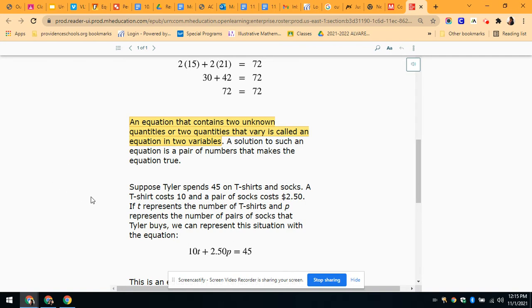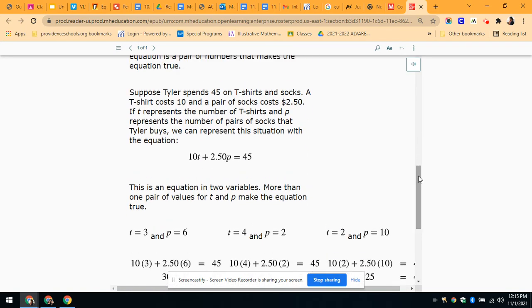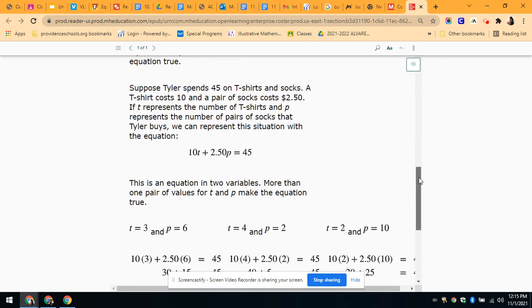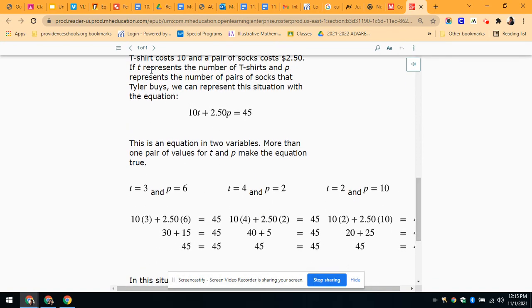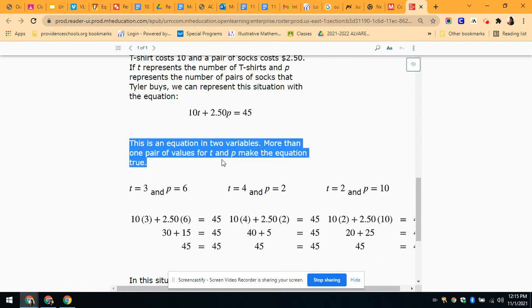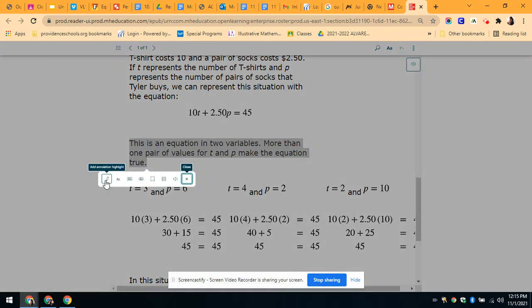So suppose Tyler spends $45 on t-shirts and socks, and a t-shirt costs $10 and a pair of socks costs $2.50. If T represents the number of t-shirts and P represents the pairs of socks that Tyler buys, we can represent this situation with the equation 10 times T plus 2.50 times P equals 45. This is an equation with two variables. There's more than one pair of values for T and P that make the equation true.